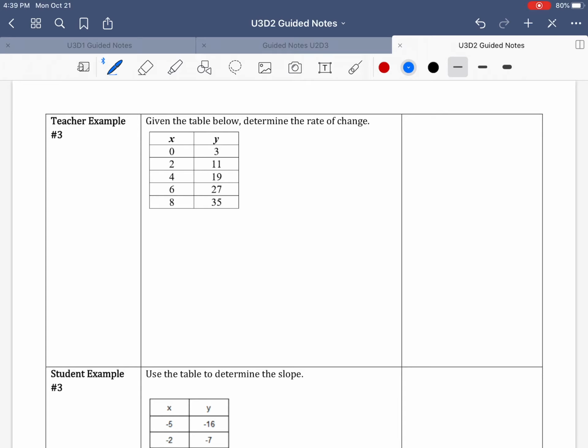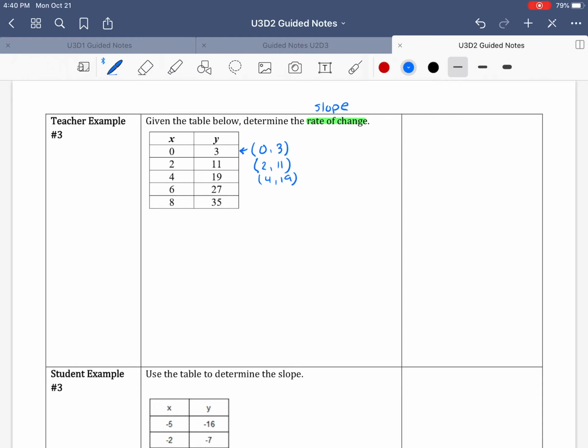Now the last example that I want us to go through is when you're given a table to determine the rate of change. So again, when you see that word rate of change, we should be thinking slope. Now when you see a table, you have a list of x values and y values, which means I can pick any 2 of these and make coordinate points. 0, 3 is a coordinate point for when x is 0 and y is 3. 2, 11. 4, 19. These are all coordinate points from the table.